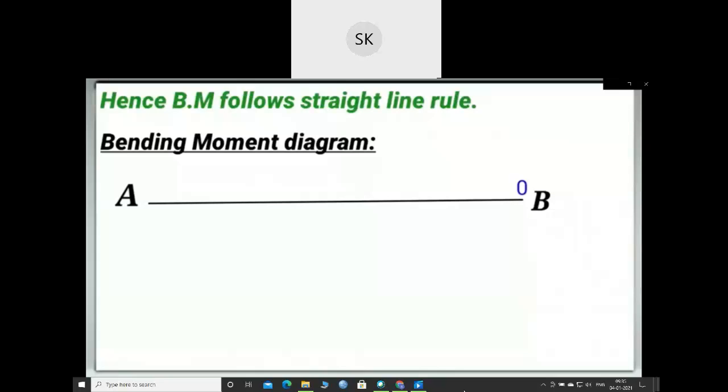So we will draw WL to some scale, but since this is negative, we will draw it below the baseline. And now we will join these 2 points. This will be our resulting bending moment diagram.